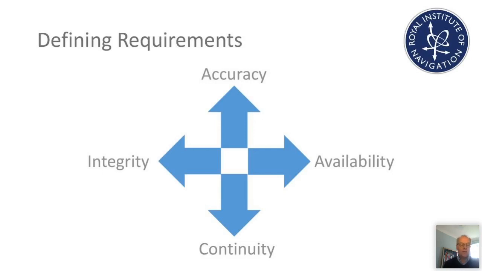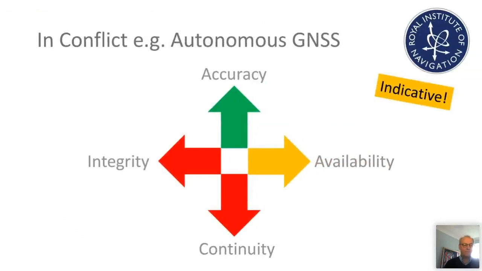On the right-hand side, availability, which is defined as the percentage of time a system is available to provide a position. And at the bottom, continuity, which is defined as the probability that the system performance is maintained at the required accuracy without interruption. So here are 4 parameters. Let's try and bring them to life a little bit.